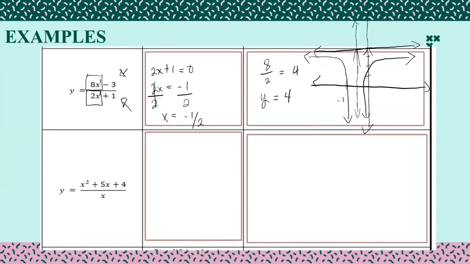So, for the fourth example is x squared plus 5x plus 4 all over x. Now, let's see if this is factorable. So, the numerator is factorable, which is x plus 4 times the quantity of x plus 1. So, this is our factors of x squared plus 5x plus 4, and the denominator is not factorable. So we just copy the denominator. Now, see if they can simplify.